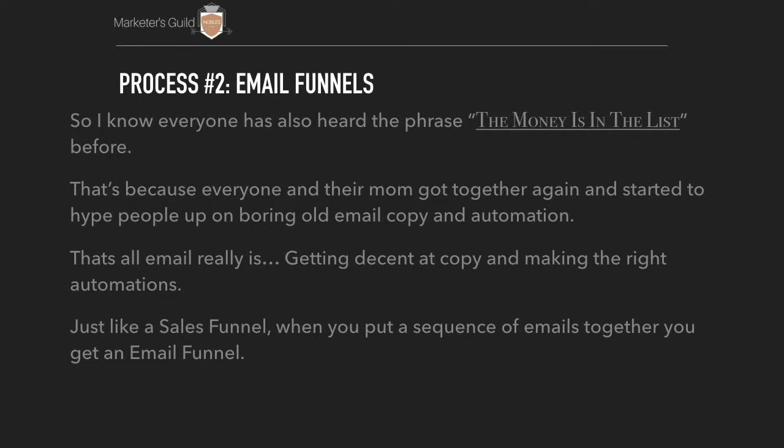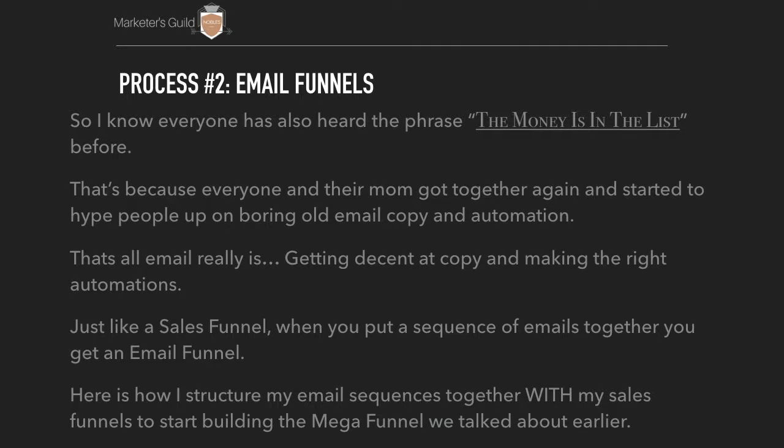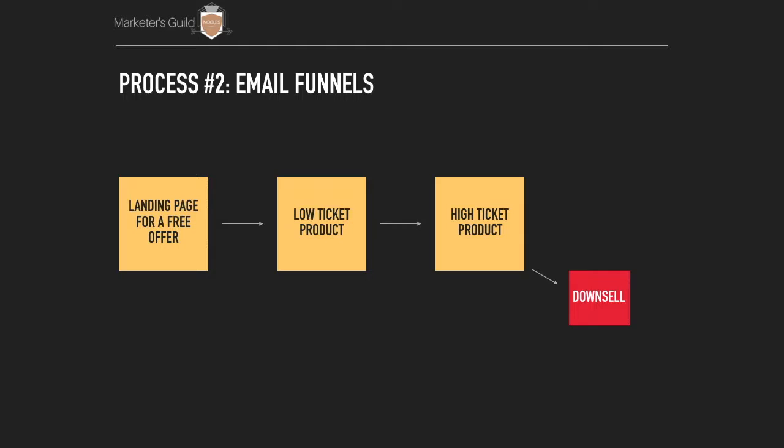Just like a sales funnel, when you put a sequence of emails together, you get an email funnel. And just like every other process in online marketing, it's pretty much set up the same way. Here's how I structure my email sequences together with my sales funnels so I can start building my mega funnel that we talked about earlier. So we've got our funnel. This is the funnel that we talked about in process number 1. We have that set up. Now we're going to add email to it.